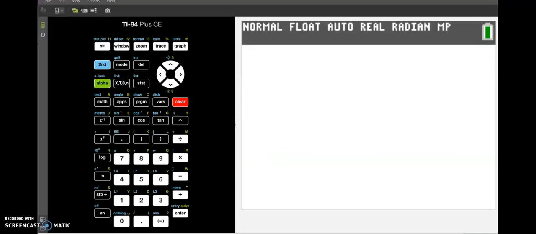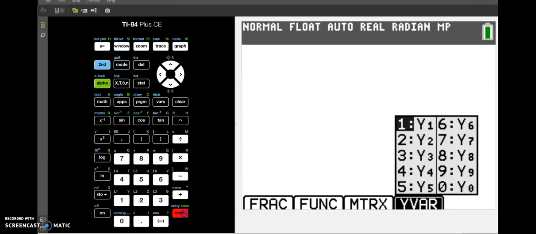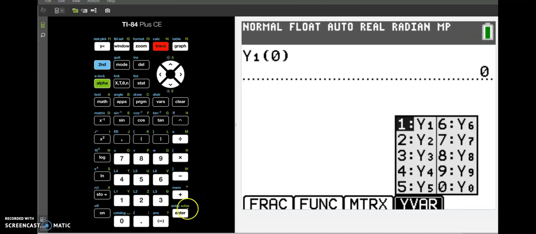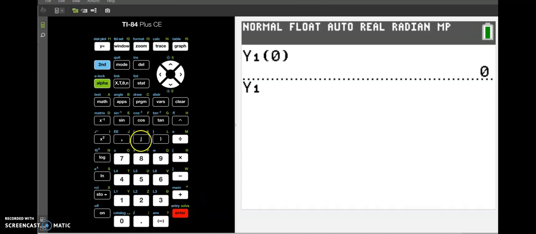I have two ways I can do this. I could look at a table of values, or I can quickly do things right here in the screen by doing alpha trace y1, and I'm going to find that it's 0, which we already should know it's 0, right? I can go ahead and do alpha trace of y1, and I'm going to use that stored x value.